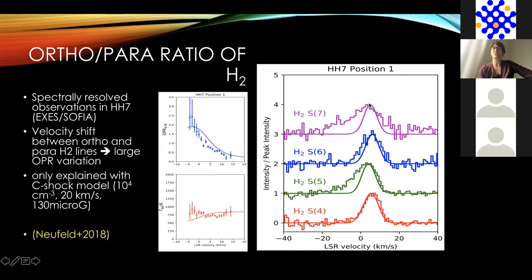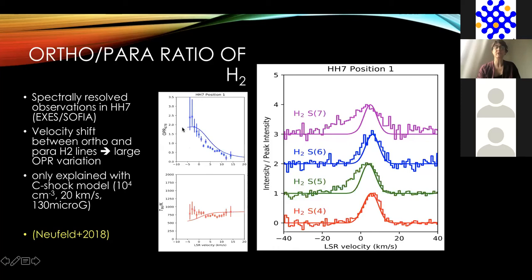And you can actually plot that differently. You can compute the ortho power ratio as a function of velocity. Oh, I forgot to say that these line profiles are obtained by a relatively new instrument called XS on SOFIA that can do velocity resolved observations in the mid infrared. So these lines are between 5 and 8 micron, I think. And HH7 is a bow shock, again, a bow shock driven by a young star this time.